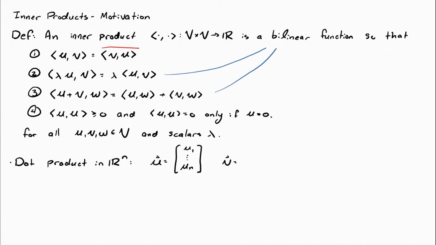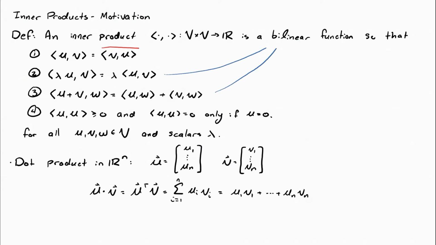If u and v are vectors in Rn, then the inner product of u and v is the dot product of u and v, which is u times v transpose, or the sum of coordinate-wise multiplication, or u1 v1 plus u2 v2 up to un vn. This is fairly straightforward to prove. You just follow the definition of an inner product.